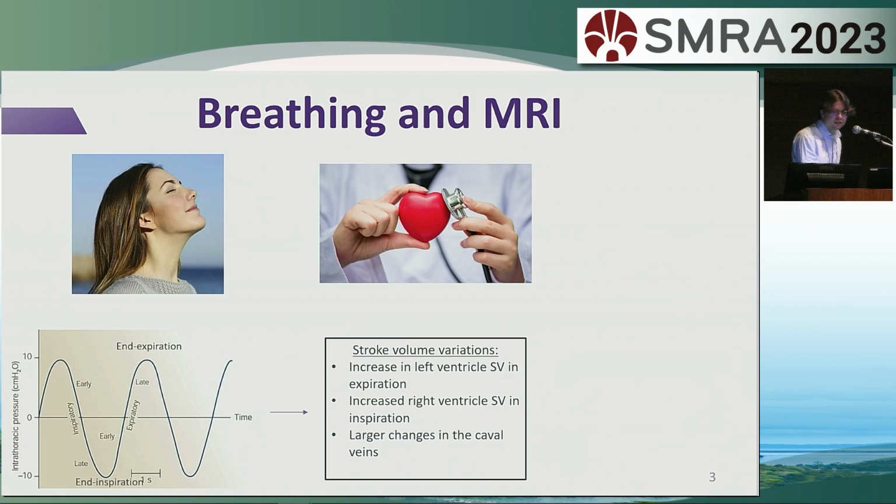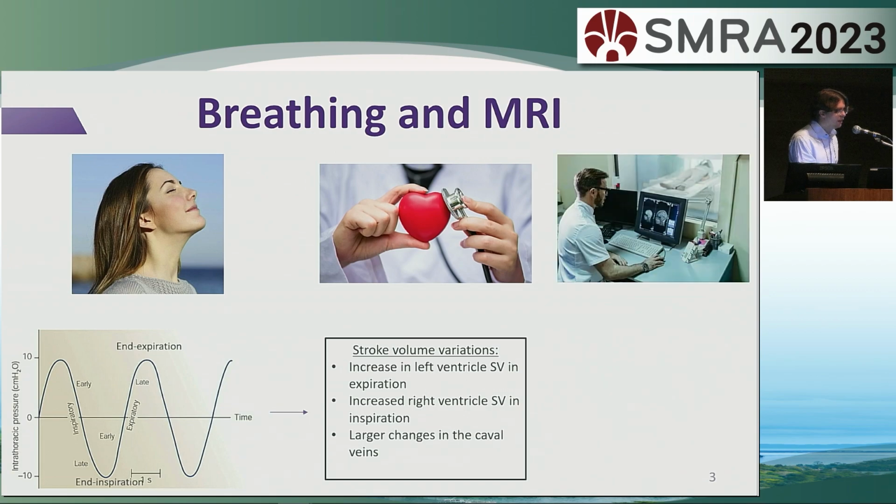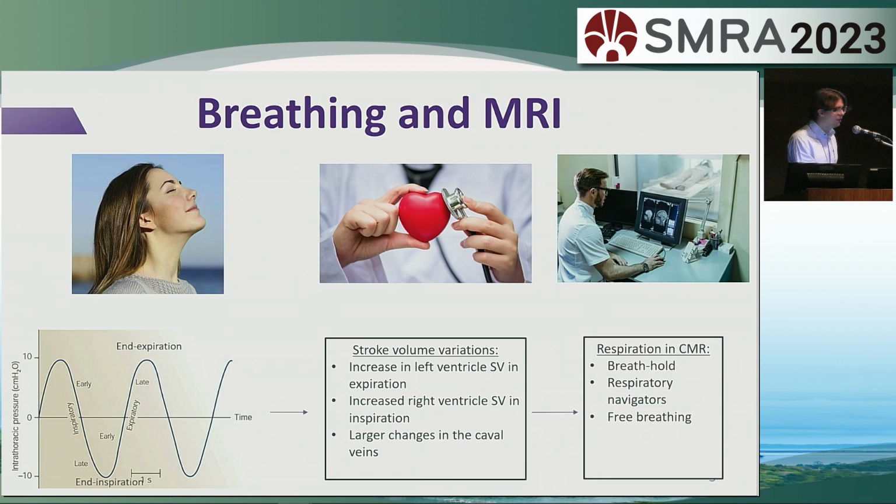We can see larger changes in the caval veins. However, when it comes to MRI, most of what we look at for breathing is motion related, as it corrupts our images, and we want to stop that quite literally, because we'll do things like breath holds, where we see one part of the respiratory cycle. We use respiratory navigators for this as well. We may want to scan fast and use things like free breathing acquisitions, which sort of average this all together.